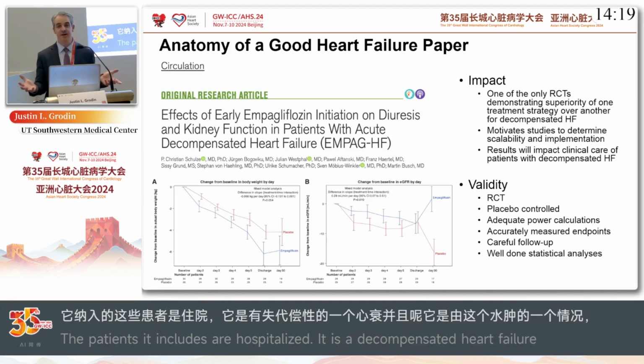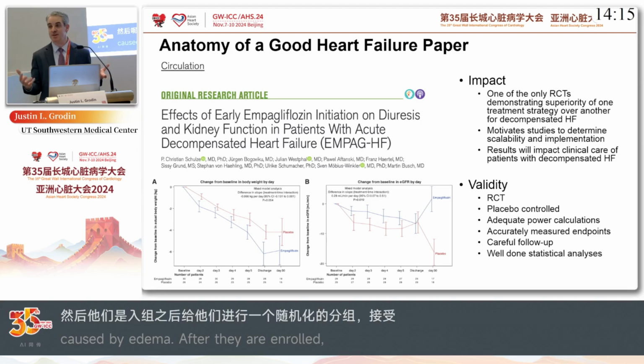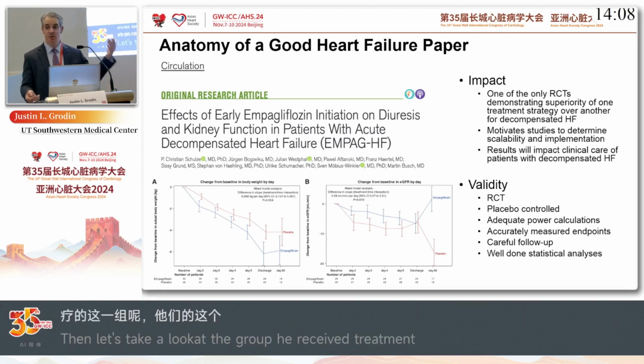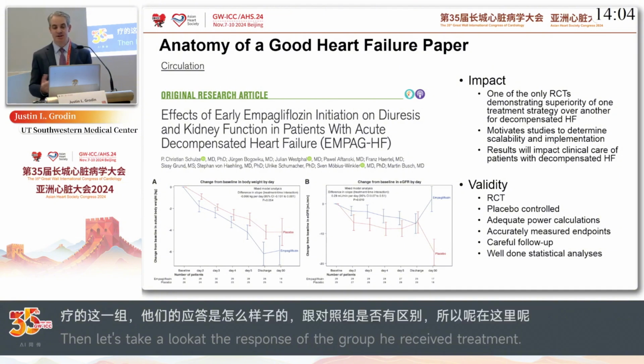And then they asked very simple clinical questions. What is their clinical response? And do they have a safety signal? So the clinical response, as you can see, was the change in weight by day, and then the safety signal was the change in eGFR.